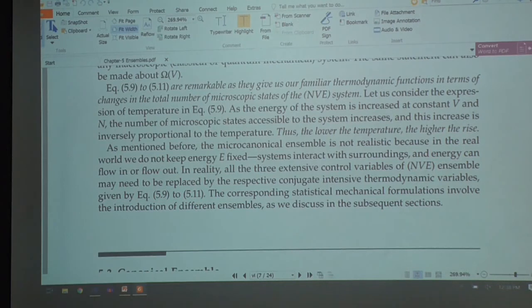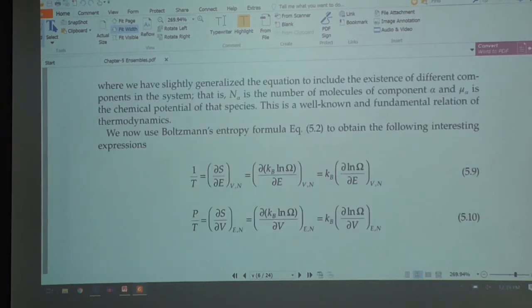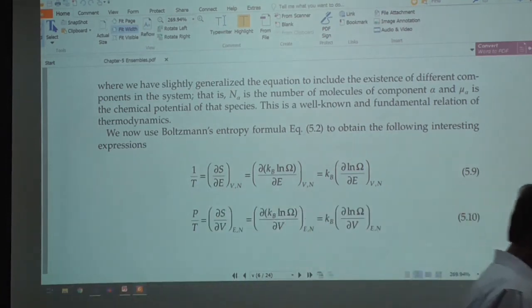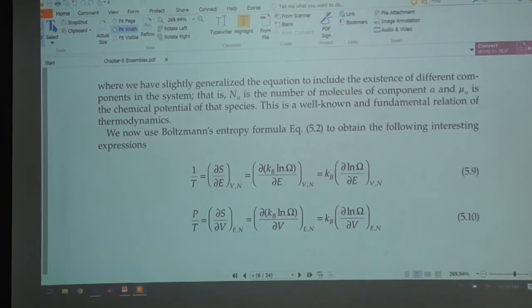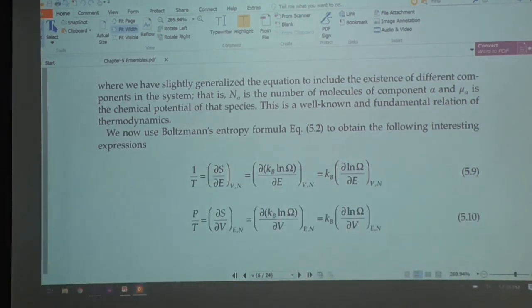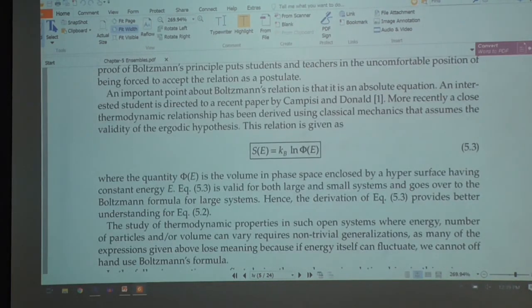However, this is my example of the relation between interaction potential and omega, and the relations given here. Essentially, for the time being, we are done with the microcanonical ensemble. Then we are going to do the canonical ensemble. We'll start on the canonical ensemble today, but I do want to emphasize the beauty of the whole thing.